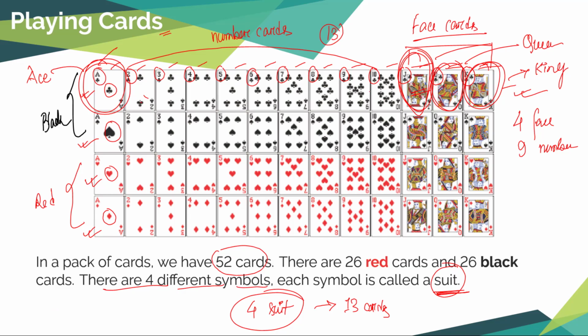So 2 to 10 are number cards. Then we have 4 different face cards. One is called Ace, one is called Jack, one is called Queen, and one is called King, right?